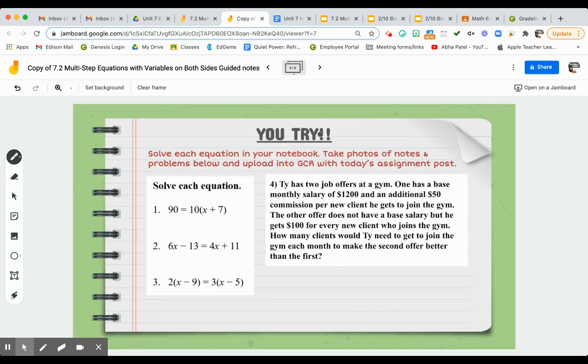Your you-try problems for your homework are these 4 problems, these 3 equation problems and the word problem.